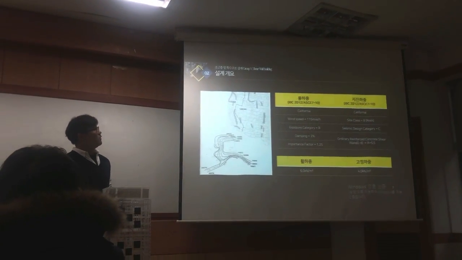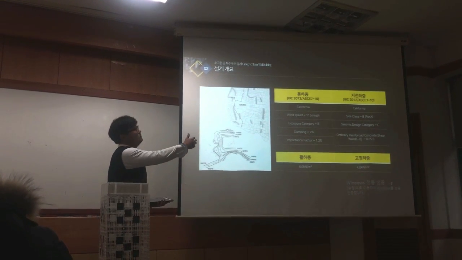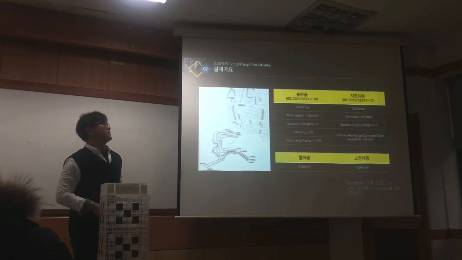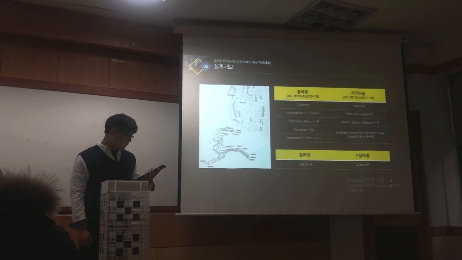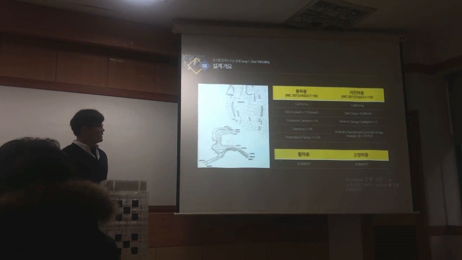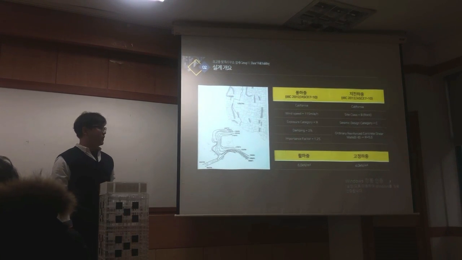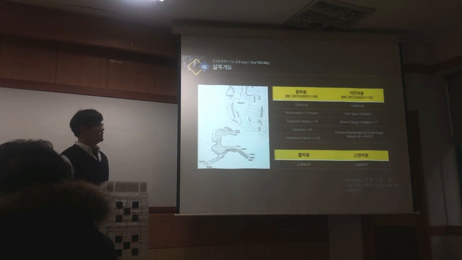So, wind load and seismic load are obtained by putting these values in this program. And of course, live load is 6.0 kilonewton per square meter, and fixed load is 4.0 kilonewton per square meter. Next.